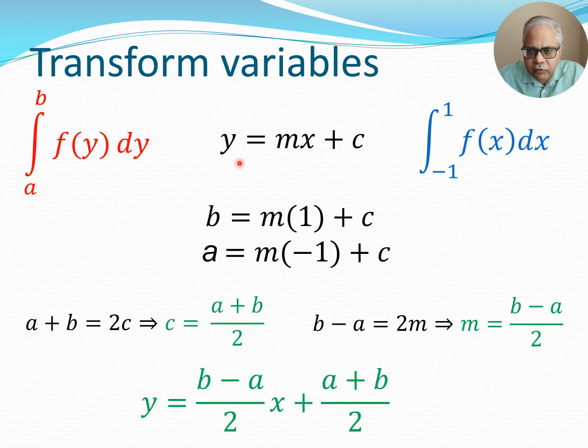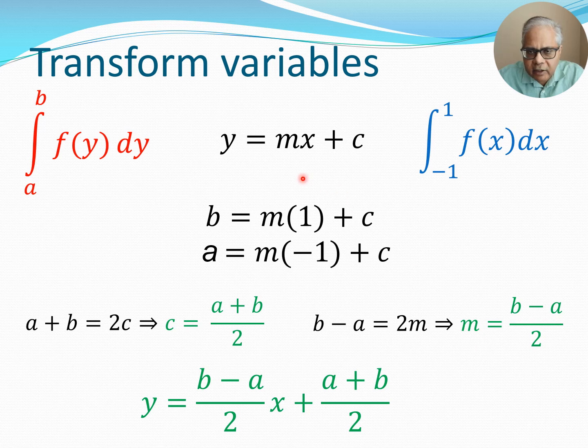Essentially I will need to transform the variable. So I assume a linear transformation in the form y is mx plus c. I want to go from this definite integral in red to this definite integral in blue. Now you can see that when x is 1, y is b, and when x is -1, y is a. So I put these values in the straight line here, and after I solve these two equations for c and m, I can calculate their values as given here. I add these two equations, so I get a plus b is 2c. And when I subtract these two equations, I get b minus a is 2m. And so I get the values of c and m.